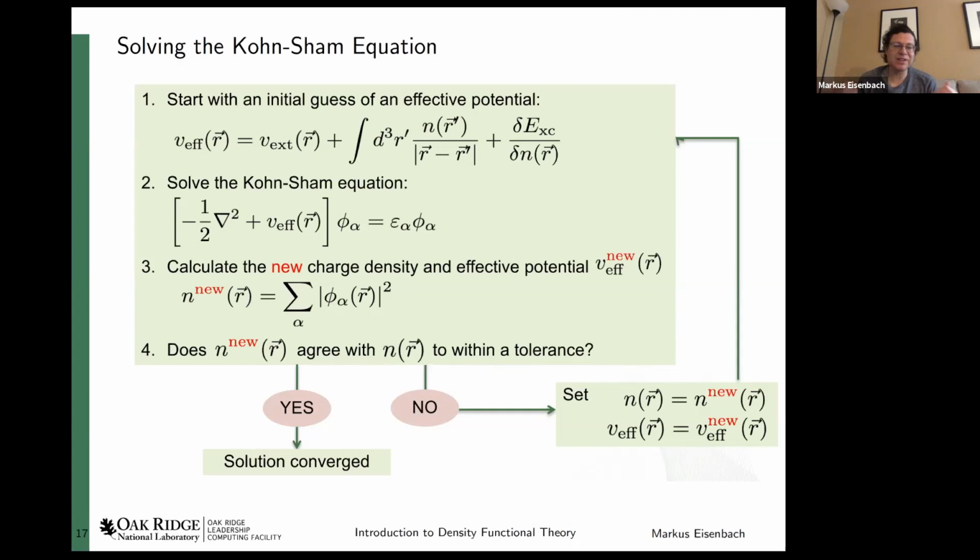But this is basically the end of my overview of where density functional theory comes from and how it deals with the huge dimensionality problem of many-body electron physics. Thank you.